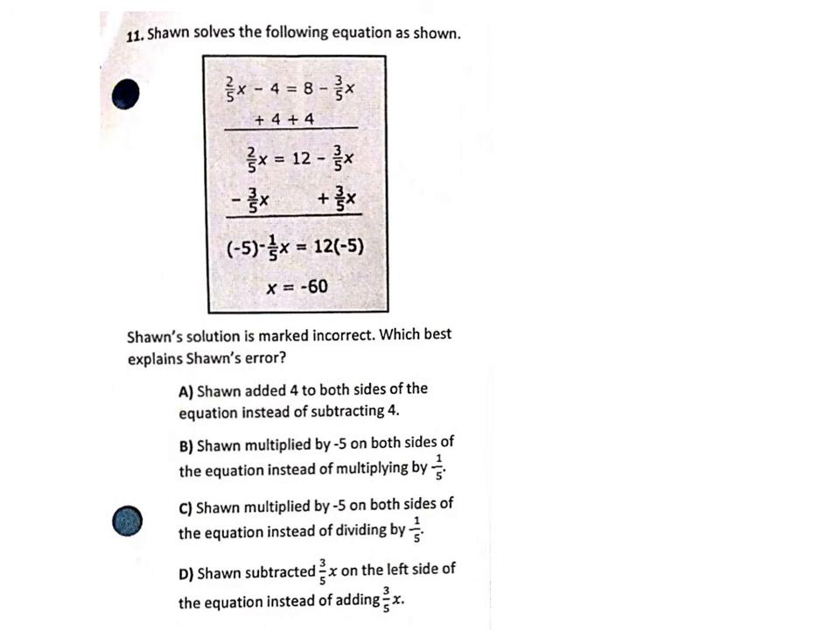Number 11. Sean solves the following equation as shown. Sean's solution is marked incorrect, which best explains Sean's error. So a couple ways you could do this. You could look through his steps and see where he messed up. You could try to solve the problem off to your side and see what you did differently. But right here is where he messed up. He added 3/5 x on the right, but then he subtracted 3/5 x on the left. And you have to do the same thing to one side as you do to the other. So that means that D was the error that he made in his solution.